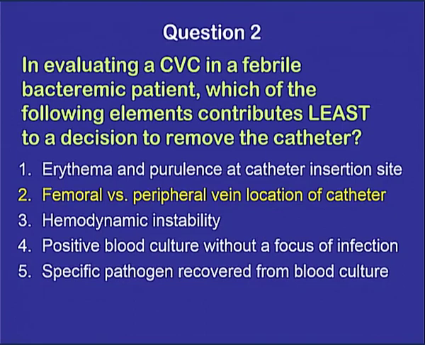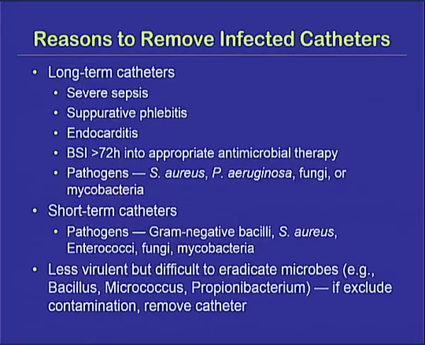All right, the correct answer is femoral versus peripheral vein location. Everything else on there is going to be on the next slide. If there's erythema and purulence at the catheter site, then you're worried about a suppurative phlebitis, remove the catheter. The patient has hemodynamic instability, source control, you think the catheter is a source, you'd want to remove it. Positive blood culture without a focus of infection, again, that suggests the catheter may be the source of infection, and the specific pathogen, some pathogens are harder to treat.